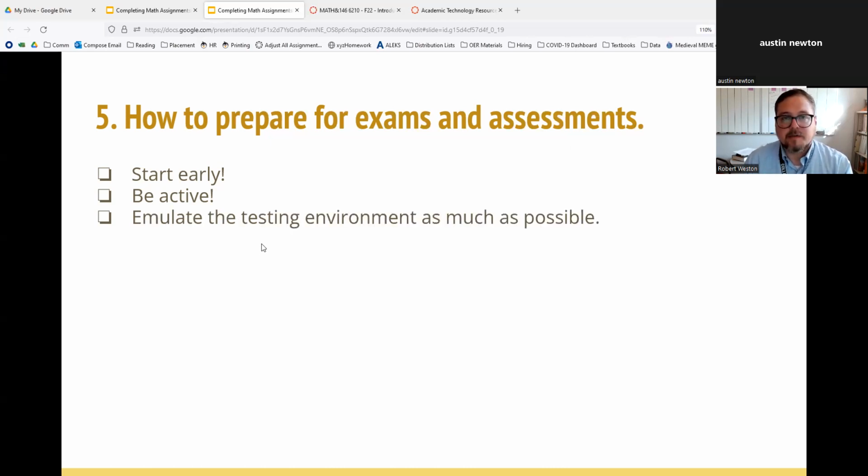Emulate the testing environment as much as possible. Your books have end of section homework. They have end of chapter reviews. Most of our online homework systems, you can redo questions. There's tons of ways you can make this as close to what the actual testing environment is. Faculty will even let you in the room sometimes, right? When classes aren't being held, to practice or study.